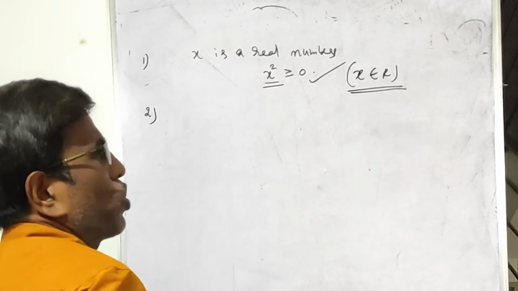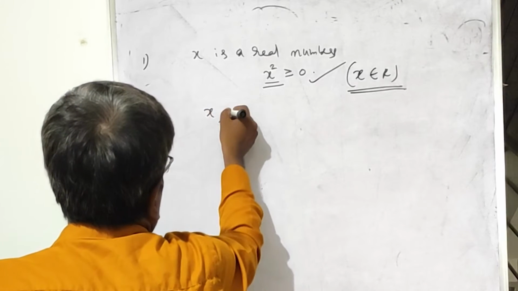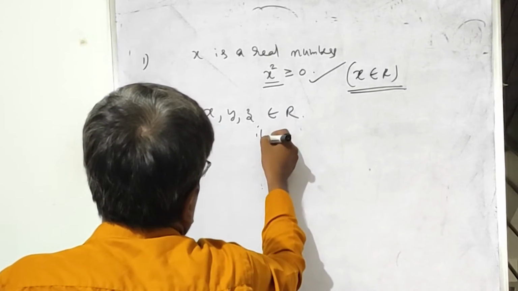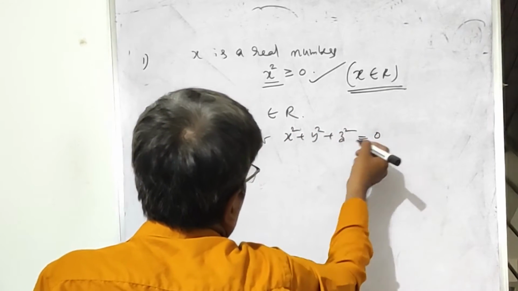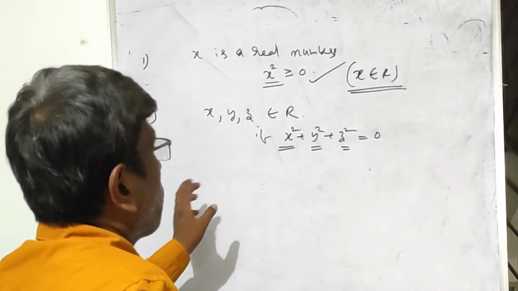The next formula: x, y, z belong to R. If x square plus y square plus z square equals 0, this is always greater than or equal to 0, but here it must be 0.